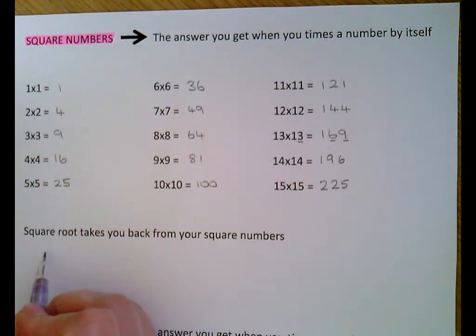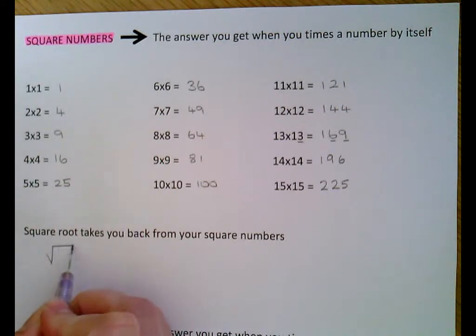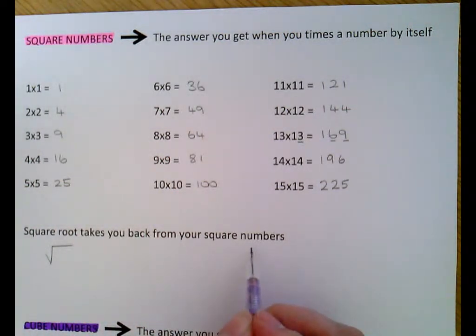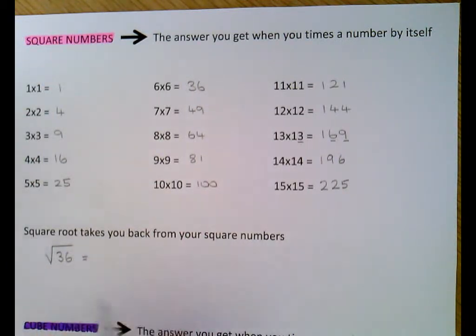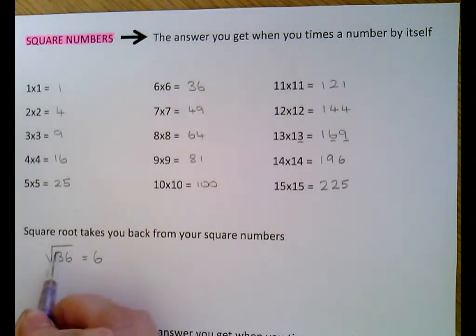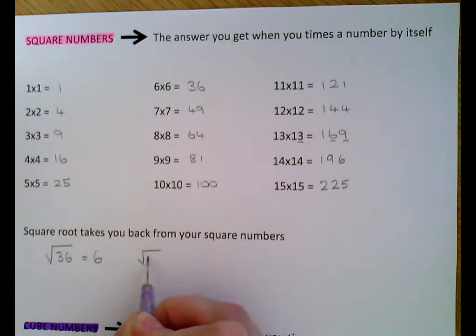The square root then, that's the wee symbol. It looks a bit like a mixture between a tick and a dividing sign, so it looks like that. And this takes you back from your square numbers. So if you had a number like 36 underneath that square root, the square root of 36 is 6. So you just think what times what gets you the number underneath the square root, and the number that you pick, it has to be the same number that you're using twice. So the square root of 81 would be 9, because 9 times 9 gets you 81.